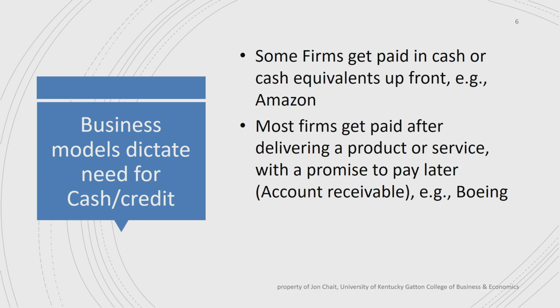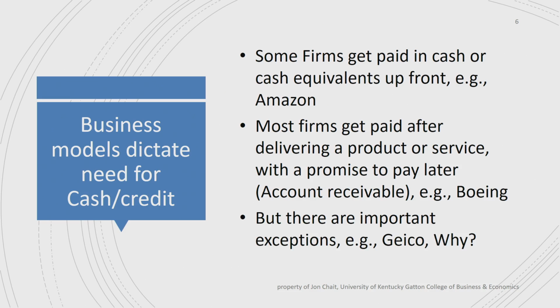So that dictates a different need of cash than Amazon. And then there are some interesting exceptions. Another one that I love is Geico. Why is that an exception? Because when we buy insurance, how do we pay for it?